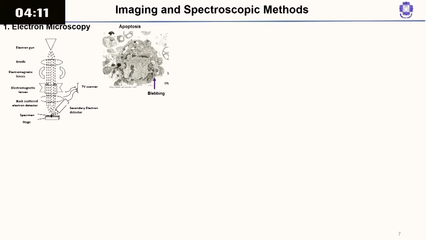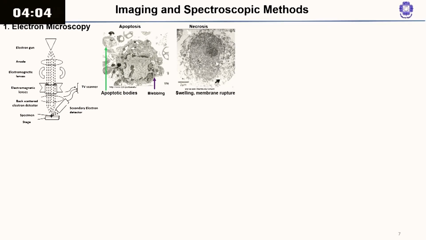So there are some imaging and spectroscopic methods as well. In imaging methods, you can use electron microscopy. In this technique, you need to fix the cell at different time points to preserve its structure, and then use the electron gun to produce electrons, and then image the cell. And you can get high resolution images to see the blebbing and all of these hallmarks of the apoptotic cell. Also in necrosis, you can see the cytoplasmic components coming out of the cell.